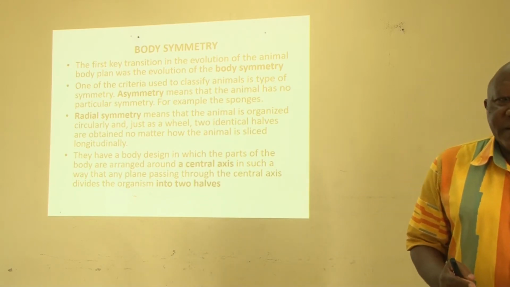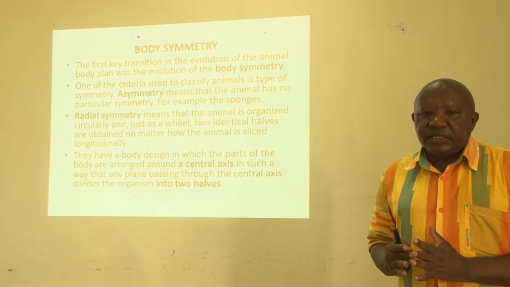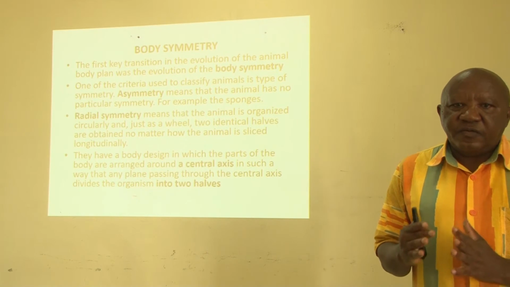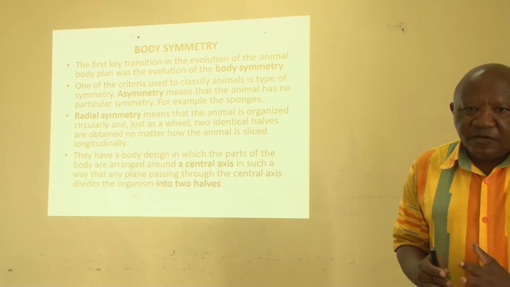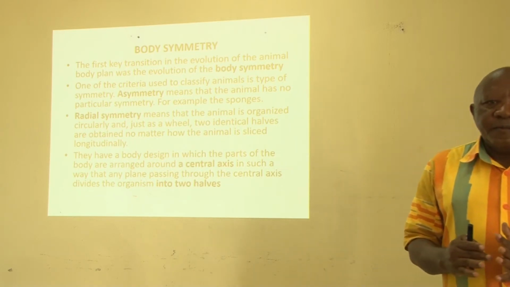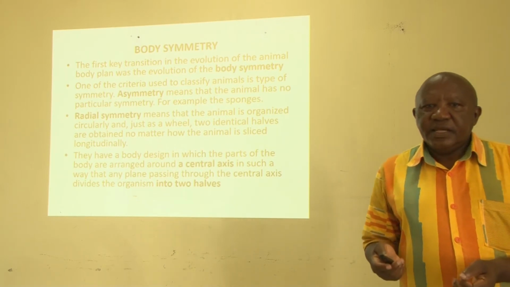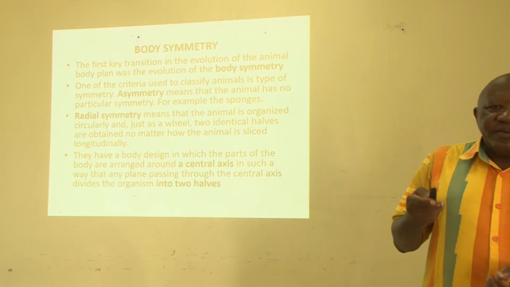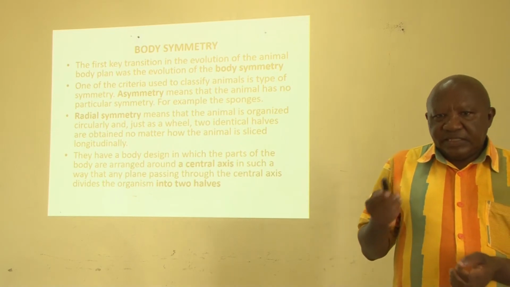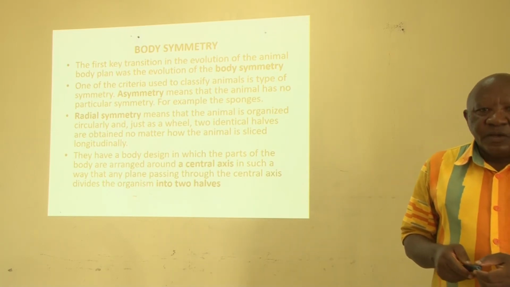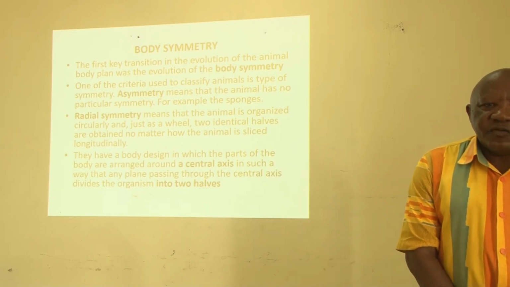Now let us look at body symmetry. This is the first key transition in the evolution of the animal body plan. The evolution of the body symmetry. Let me repeat again. This is the first key transition in the evolution of the animal body plan. That is the evolution of the body symmetry. One of the criteria used to classify animals is type of symmetry.